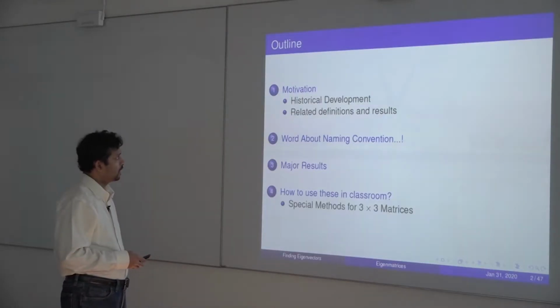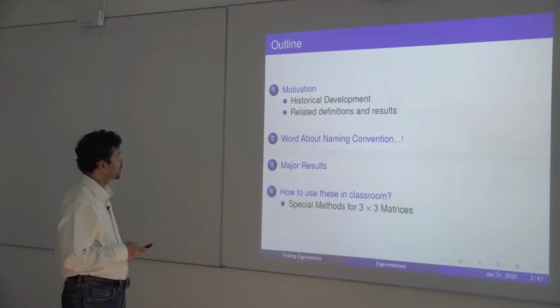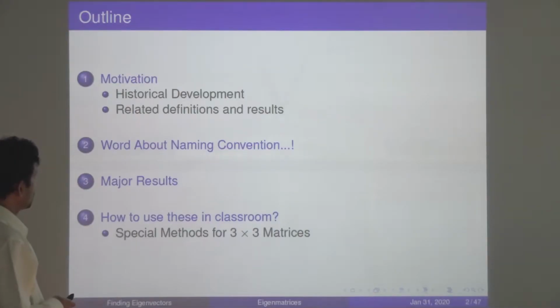So let's see a little bit of the things that we're going to discuss here. We're going to talk about the historical development and also some related definitions before we move on. Then we can talk about the naming convention, because we already know that we have 2 things, what we call the eigenvector and the eigenvalue. And then we're going to introduce a new concept called the eigenmatrix.